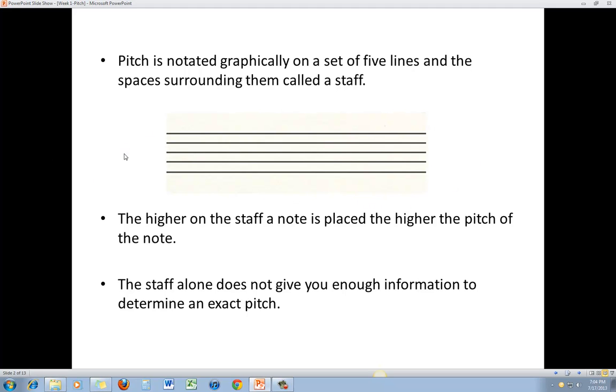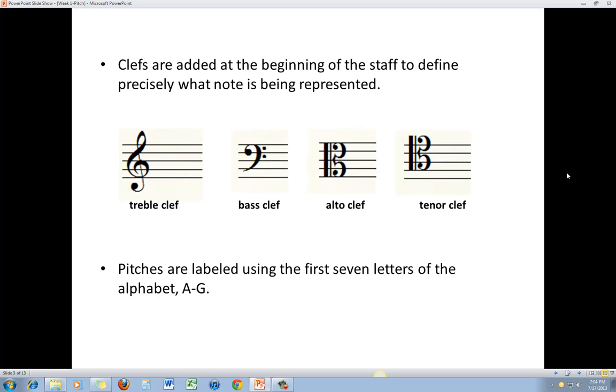Just these few lines alone are not enough information to tell us what precise pitch we are talking about, because if you think about the entire range of the piano, this is not nearly enough space to tell you exactly which note. So what needs to happen is the staff needs to be augmented by a clef. And a clef tells us specifically what region of the piano keyboard, or what notes specifically, are being notated.